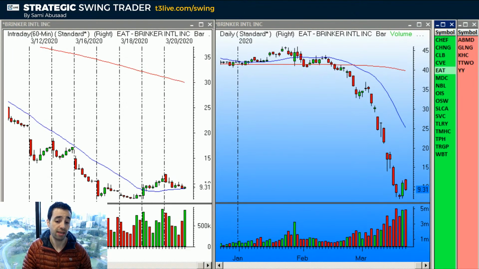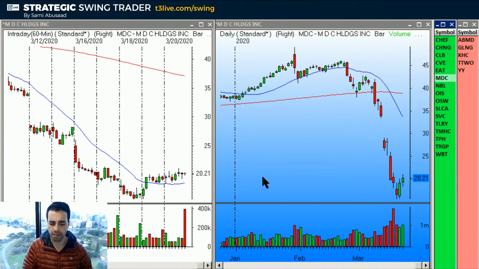EAT is an hourly buy setup. So actually, I wouldn't do it over the base here because that would be too big of a stop. I would just do it right here long, stop right here as an hourly buy setup on a stock that's actually climactic on the daily. MDC, same patterns. They're all the same patterns almost.